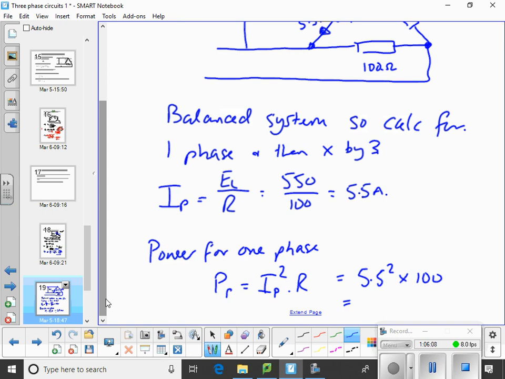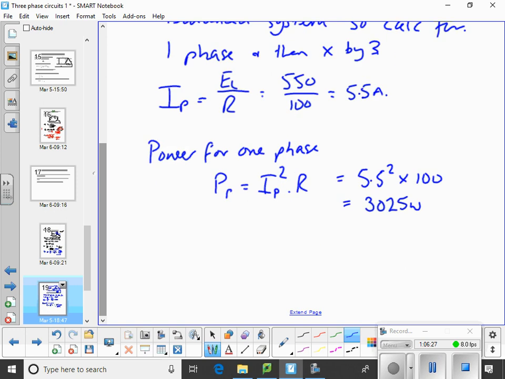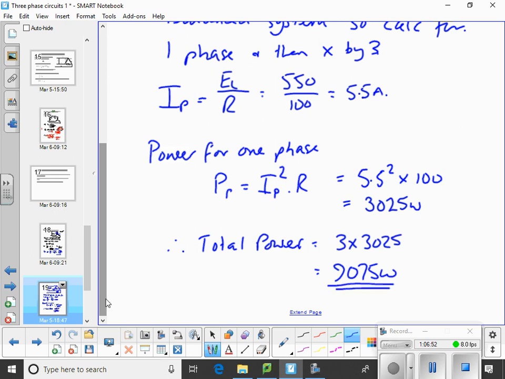5.5 squared times 100. So 302 pi per phase. Therefore, 9,075 watts.